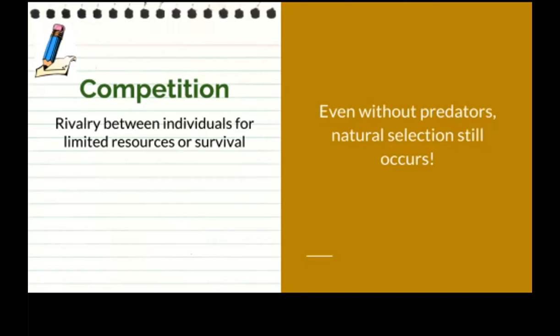So even without predators, natural selection still would occur due to those limited resources. So notice that pencil. I don't know why I deleted it on this slide. So maybe it's not a predator that's limiting your population. Maybe it's the resources. And now you have to actually compete with each other for this here.